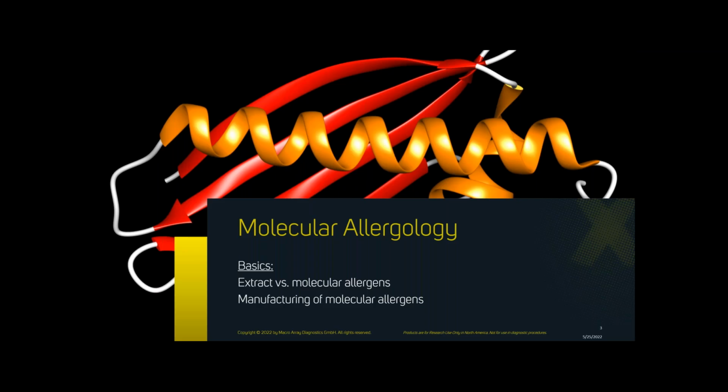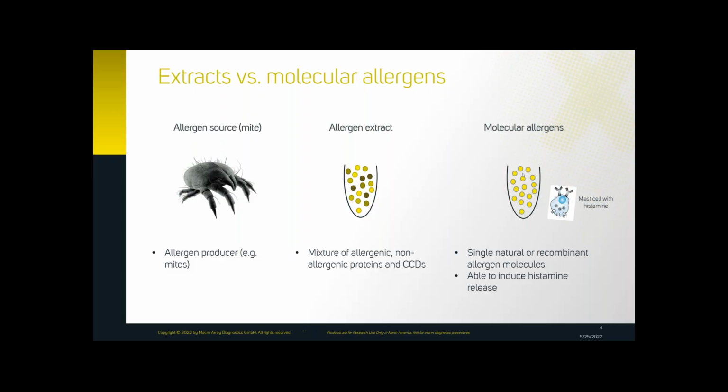So let's start by having a look at the basics of molecular allergology. What is the principle of molecular allergology? You have the allergen source, and this is usually the allergen producer, for example, a house dust mite. An allergen extract is a mixture of allergenic and non-allergenic proteins. A molecular allergen is a single pure protein that is capable of inducing a histamine release.